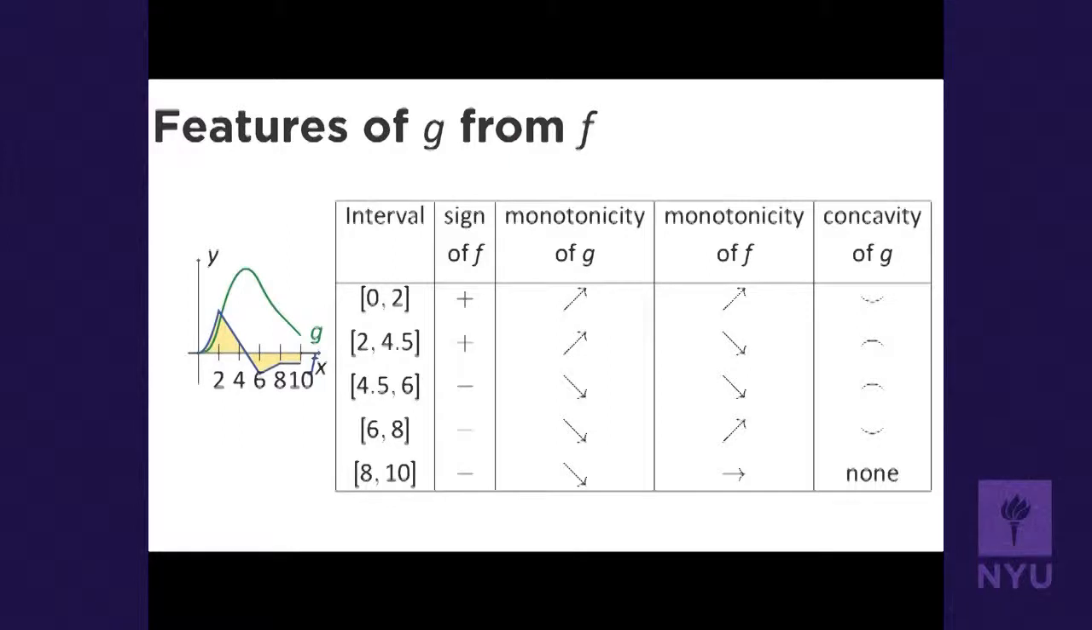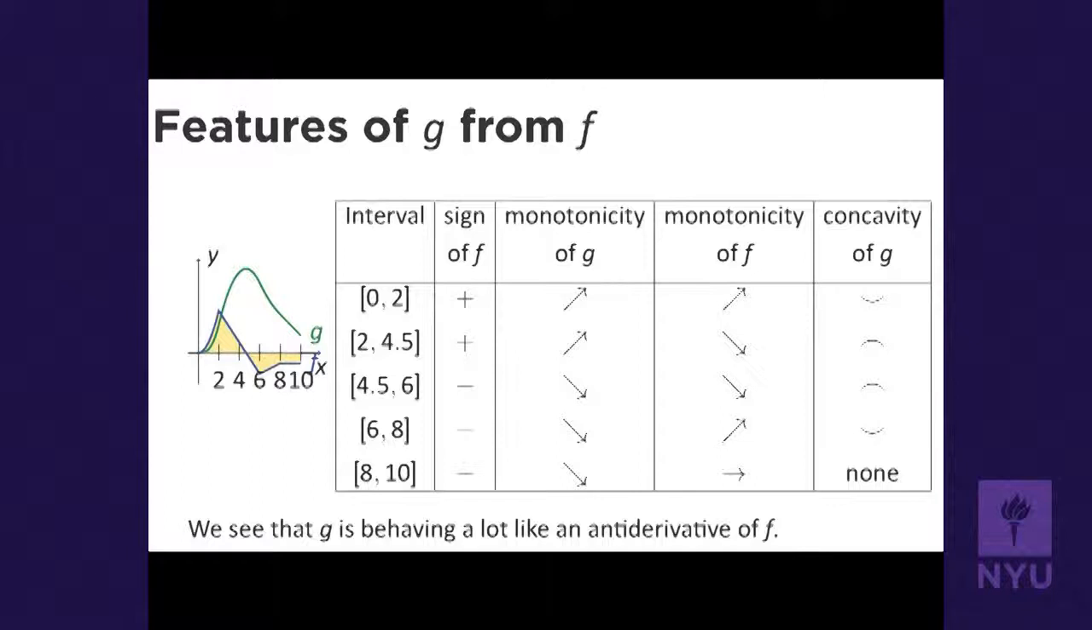Okay, so we just put in a table everything that we had in the picture, and now let's compare what's happening in these columns of f and these columns of g. Notice that when g is increasing, f is positive, and when g is decreasing, f is negative. When f is increasing, g is concave up, and when f is decreasing, g is concave down. So in both cases, f is behaving like the derivative of g, meaning that g is looking a lot like an antiderivative of f.